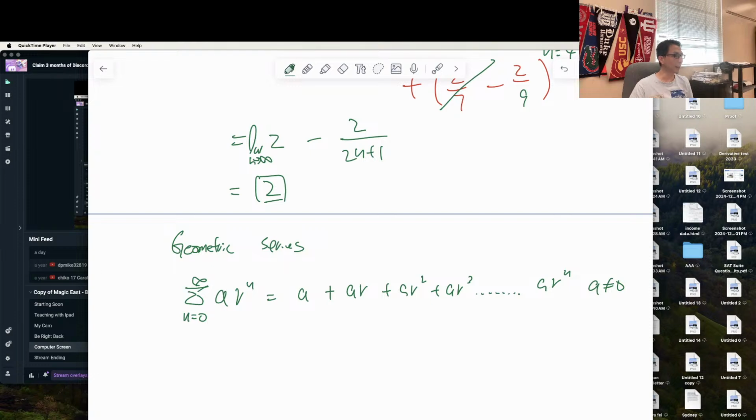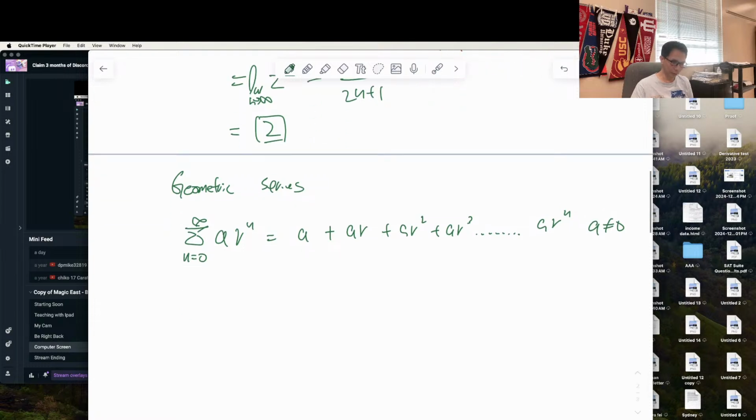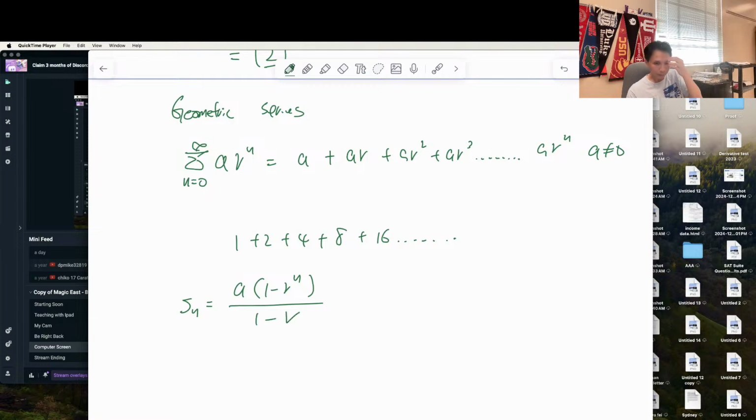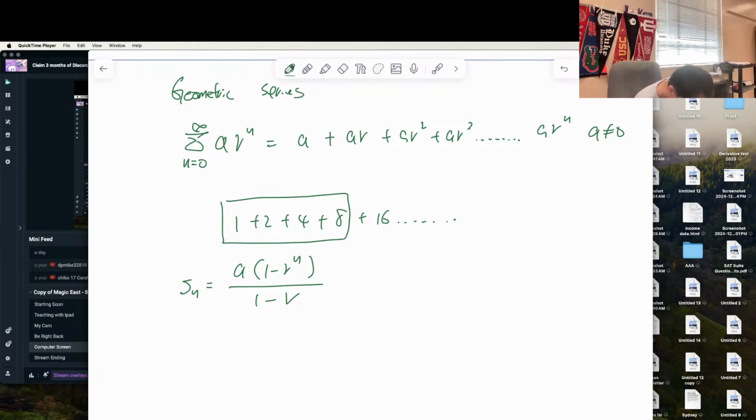Okay, so do you guys remember in your Algebra 2 that there is a series like this: 1 plus 2 plus 4 plus 8 plus 16 and so on, and that there is a way to calculate this. The formula looks like this: Sn is equal to a times 1 minus r to the n, over 1 minus r. I'll show you how to use it. Let's say I do the first 4 terms. We know the answer is 15. Okay, so let's try it. S sub 4.